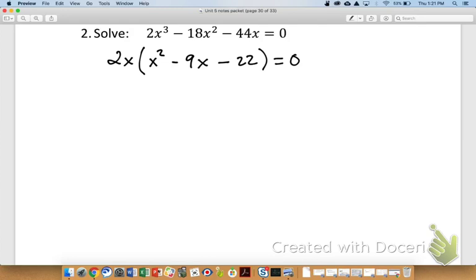So what do I do from here? I look at the inside and I ask myself, is the inside a binomial or a trinomial? 3 terms. It's a trinomial. What feature do I use to factor a trinomial? ABC. The boxes with the ABC thing. That's right. So A is 1, B is negative 9, C is negative 22.